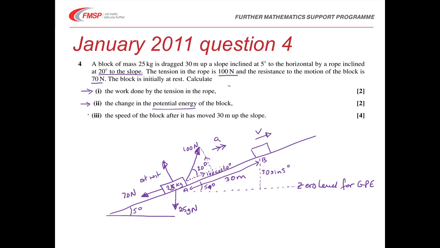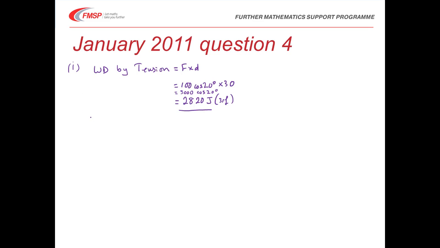Second part of the question asks, what is the change in the potential energy of the block? Well, if I was doing this completely blind, I'd just say change in gravitational potential energy equals the GPE after minus the GPE before. Now, after is when it's in position B, and before is when it's in position A. And of course, we chose the 0 level to be when it was at position A. So we've got mgh at position B. Mass is 25, g is 9.8, and as you remember, we wrote on the diagram that the height it's risen is 30 sine 5 degrees. And that's minus 0 because the original GPE was 0.